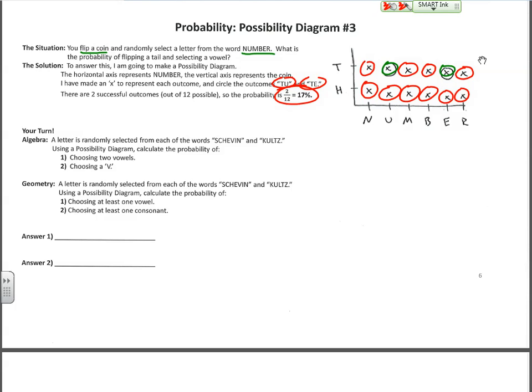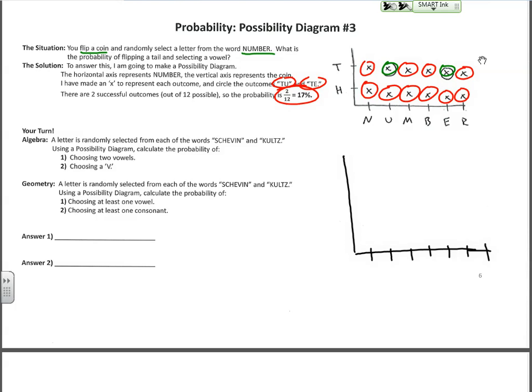Okay. Your job is a letter is randomly selected from each of the words Shevin and Colts, famous Russian basketball player. Using a possibility diagram, calculate the probability of choosing at least one vowel, so 1 or 2, and then choosing at least one consonant, 1 or 2. Okay, so you're going to make a possibility diagram similar to what I have here. Doesn't matter what's going across the bottom.